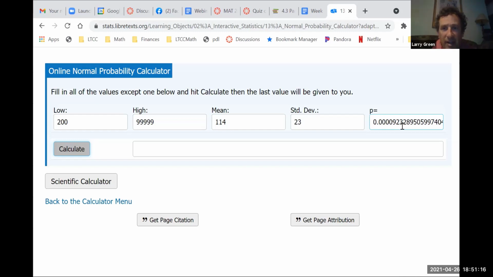Any questions on doing this kind of problem where you have to deal with infinity and turn it into a bunch of nines? Okay, and that's how you trick the calculator. All right, let's do the next one.